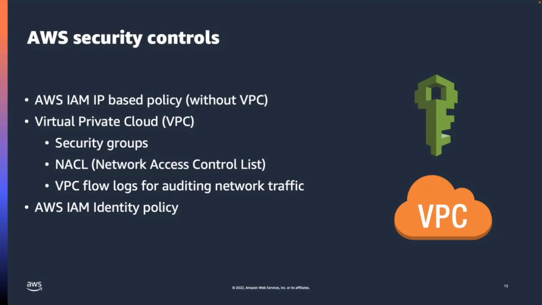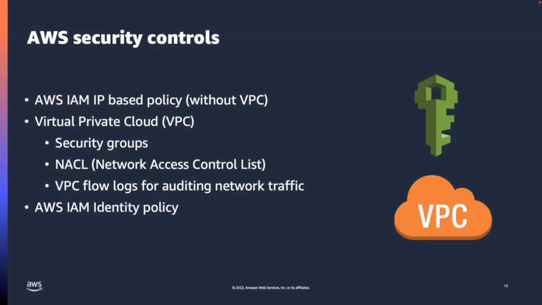So we talked about the IAM IP-based policy where, if you're not using a VPC, at a minimum you want to make sure that you can control which subnets can access your clusters. Although you don't have any audit logging on your requests, at least you can control which IPs are allowed into your cluster. We talked about VPCs.